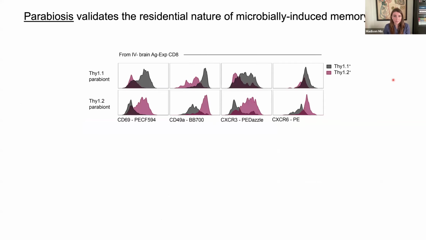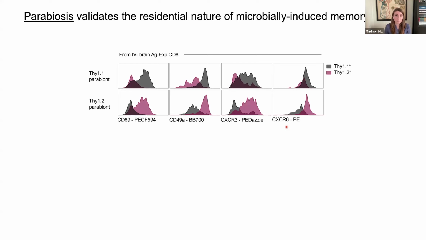Then we wanted to confirm that what I just said was true: that these cells of self-origin look like resident cells, and that cells of partner origin look like circulating memory T cells that are just coming in and out. To do this, we stained these differentially originating cells with markers of residency, such as CD69, CD49a, CXCR3, and CXCR6.